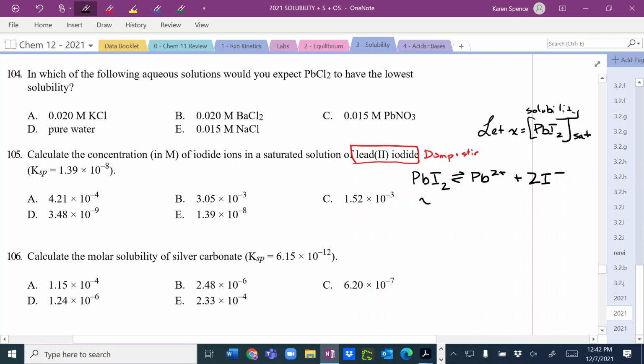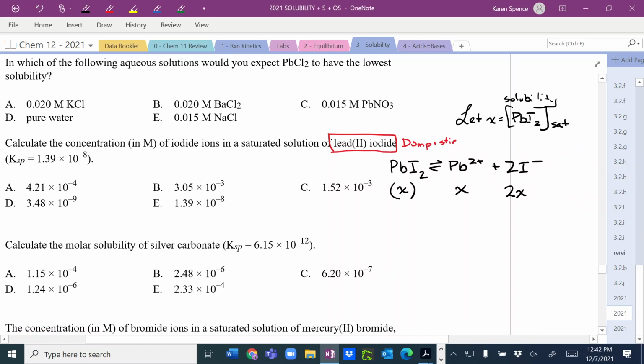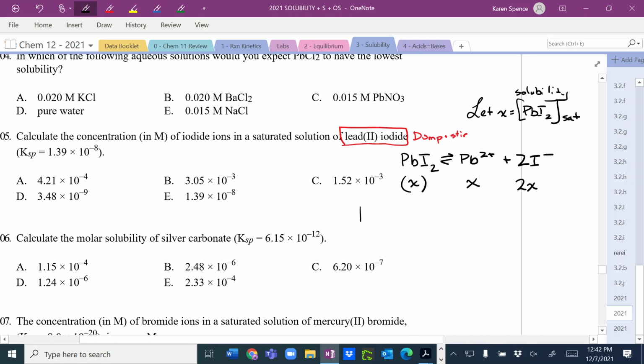And so that means that this concentration is going to be X, but it doesn't really have a concentration. And this is going to be X, and I is going to be 2X. So what we will do then is we will say that our KSP, this is a 1 to 2 ratio kind of compound. Yes, it's PbI2. Do you know what KSP is equal to? The quick way. 4x cubed.